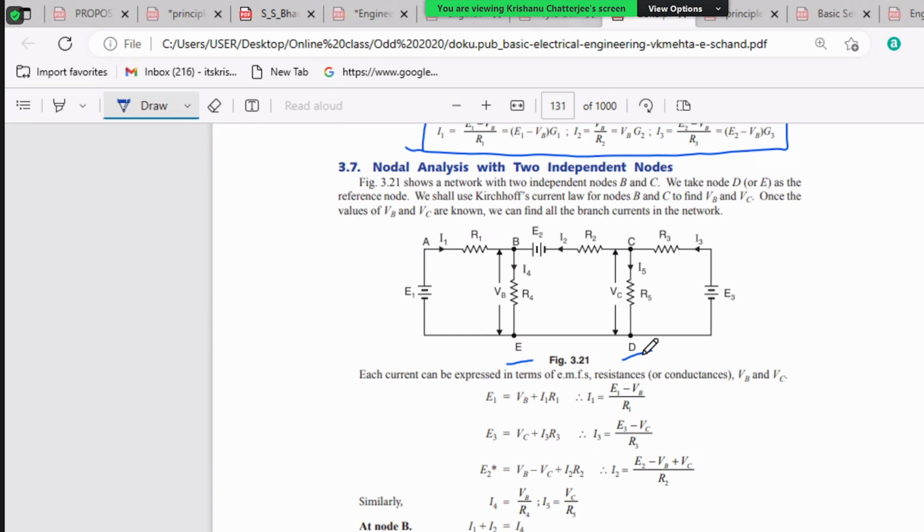If you connect two points directly, be aware the potentials of those two points are always the same. So if D is taken to be the reference node, by default E will also be the reference node.